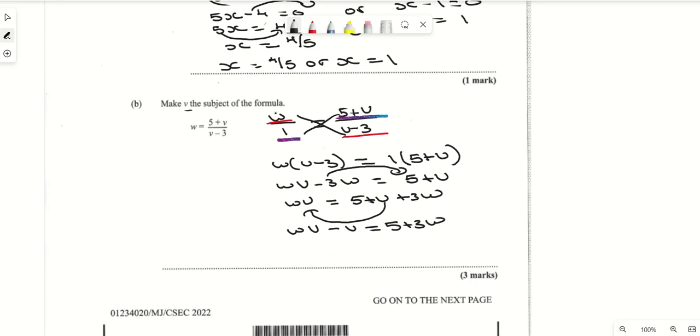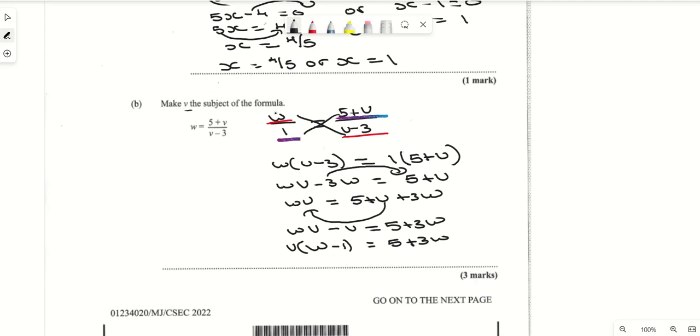Now we have two v's there and we want it to be one v because we want v to be the subject. So we factorize out v on this side. So it's v because wv and v have v in common. So v by w would give you wv, and v by what would give you minus v? That would be minus 1. Right, is equal to 5 plus 3w.